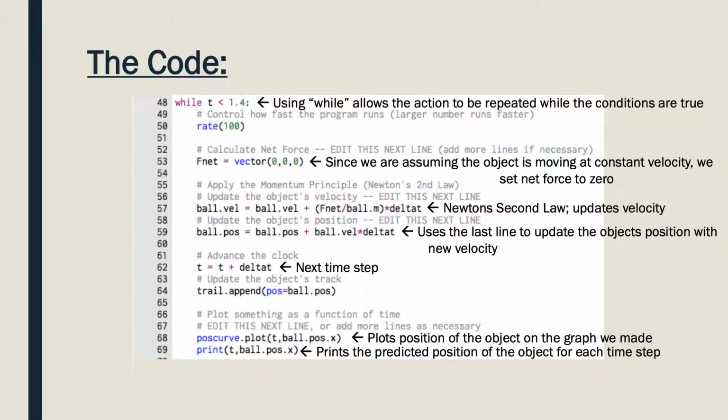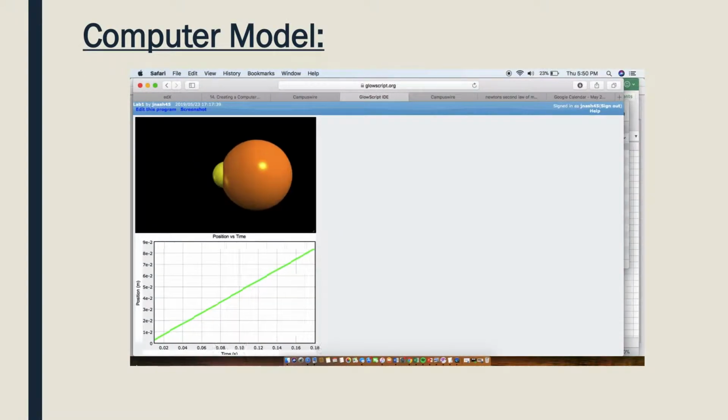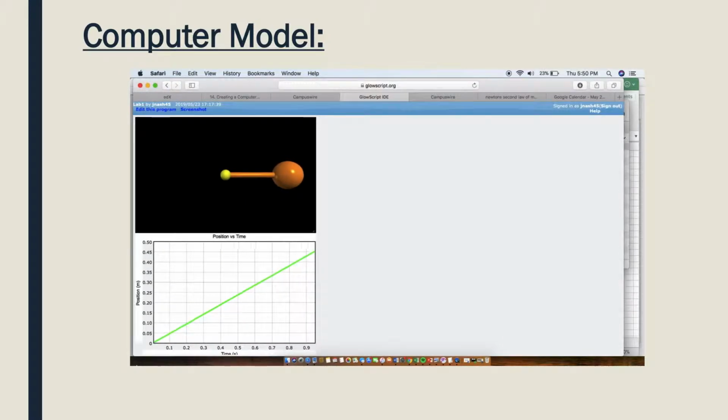The net force in this video is set equal to 0 because it's moving at a constant velocity and there are no outside forces acting on the ball. The velocity of the ball is predicted in line 57 where net force is equal to 0, meaning that the velocity is constant. And in line 59, the position is predicted by multiplying that velocity by the time step and adding that to the position from the previous time step. Line 62 updates the time, and lines 68 and 69 graph that. Here's the computer model created by that code.